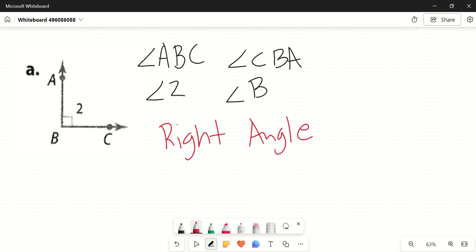Now remember, don't just write out the answers, because does that help you on your test or to study? Ladies and gentlemen, does it? No. So make sure you write out the question.